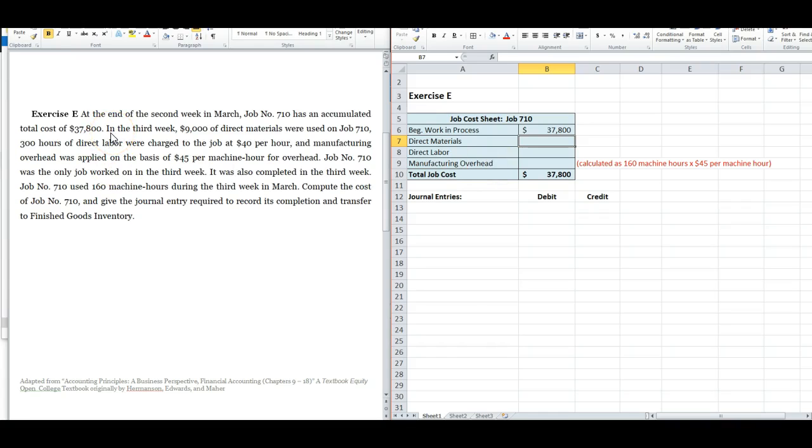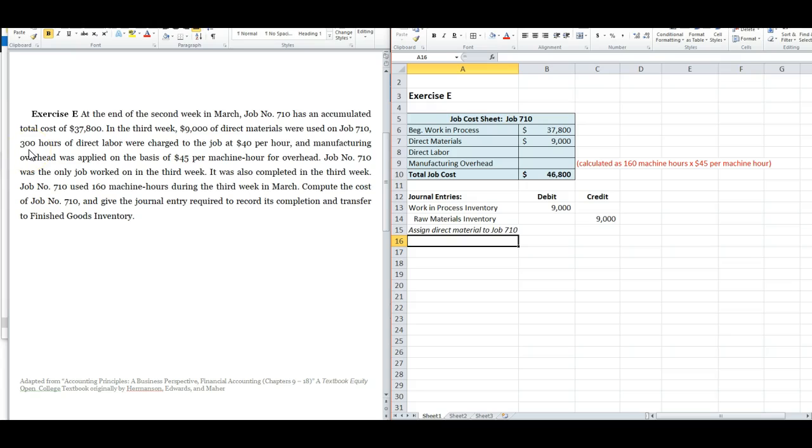So what costs are we adding? It says in this third week, $9,000 of direct materials were used on the job. So I'm going to put $9,000 in here. And what journal entry would I use to record this? I would record this directly into work in process. So I'm going to put work in process inventory for $9,000, and it's coming out of raw materials inventory because that is what I'm using. I'm using raw materials as direct materials. And I'm going to put a description in here. This is to assign direct materials to job 710.